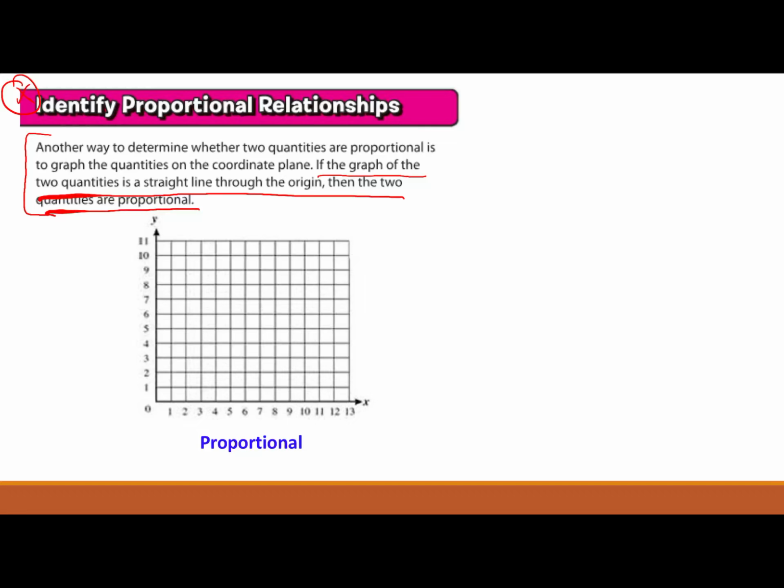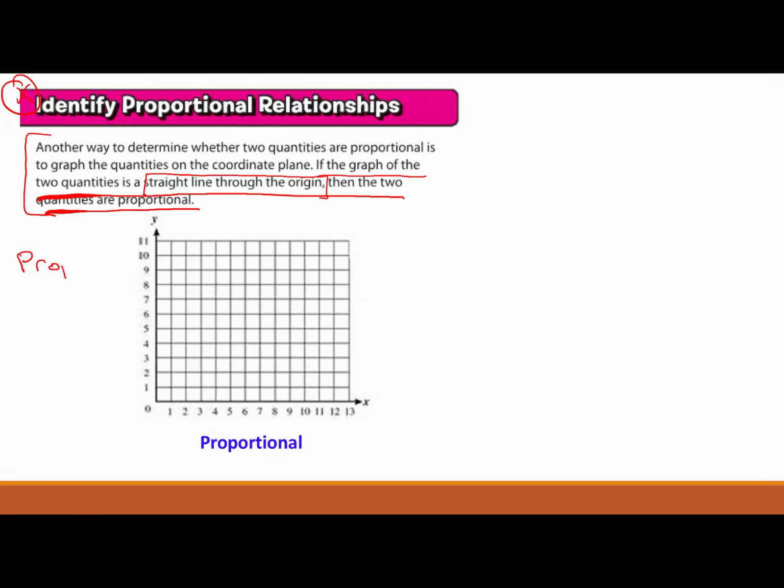Now, if you read through this, the main thing that you should have gotten is that we know whether or not a relationship is proportional by looking at a graph if the line is straight and if the line goes through the origin. This is the information that you should come out of this slide knowing, and I'll write it down.